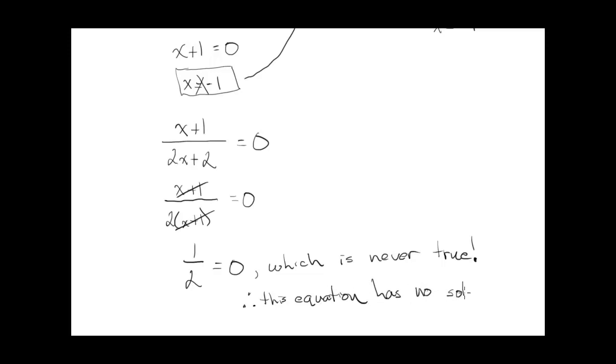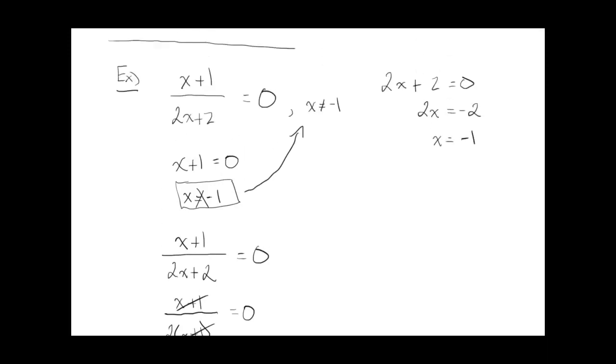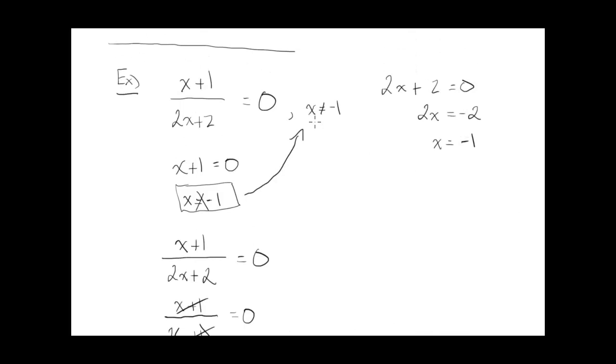This example is just to show you that you have to state the restrictions, because if you don't, you might end up saying that a solution is a solution when it's not, because it was a restriction. That's the reason that you have to always state the restrictions. It's not going to happen very often, but just in case and for the sake of completeness, you should always state that.